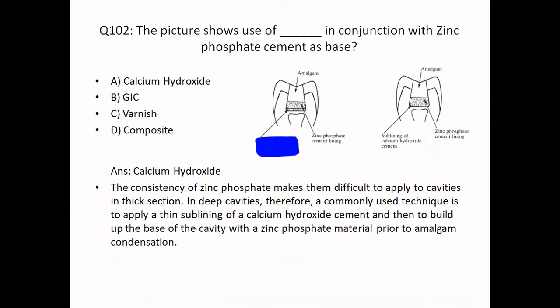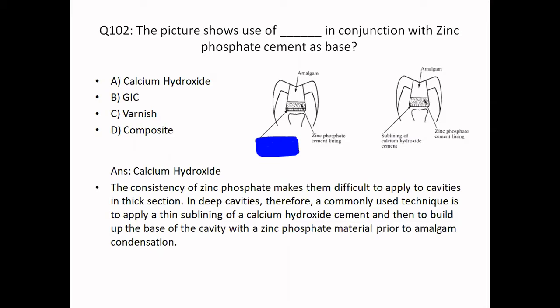Now the picture shows use of a dash in conjunction with zinc oxide, zinc phosphate cement as base. In the first picture they placed amalgam, zinc phosphate cement lining, and beneath the zinc phosphate they've placed another lining. Is it a lining of calcium hydroxide or GIC or varnish or composite? Composite and GIC have to be ruled out. If you're using GIC, it will be directly used as a base. So we are left with varnish and calcium hydroxide.